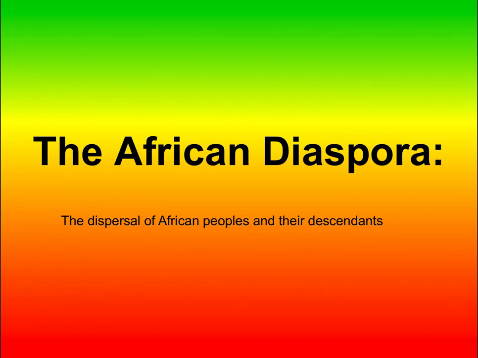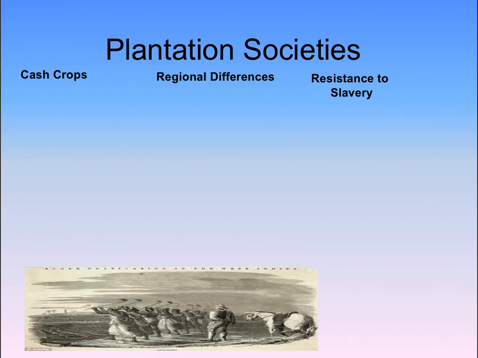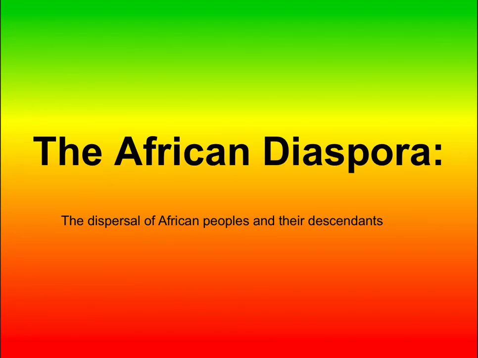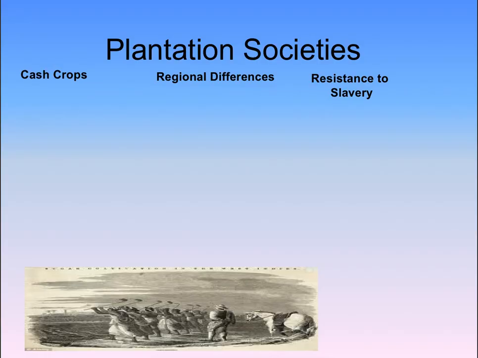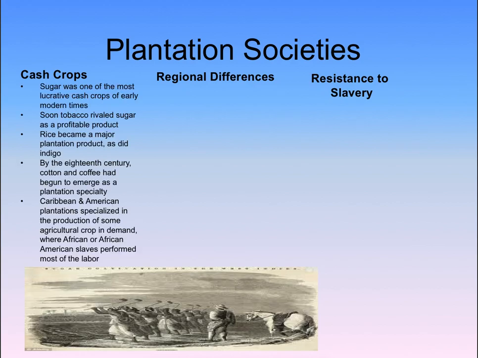All right, so the African diaspora. And diaspora means like the spreading out, okay? The dispersal of African peoples and their descendants. So after they became slaves, where did they go? What did they do? So obviously they went to plantation societies.